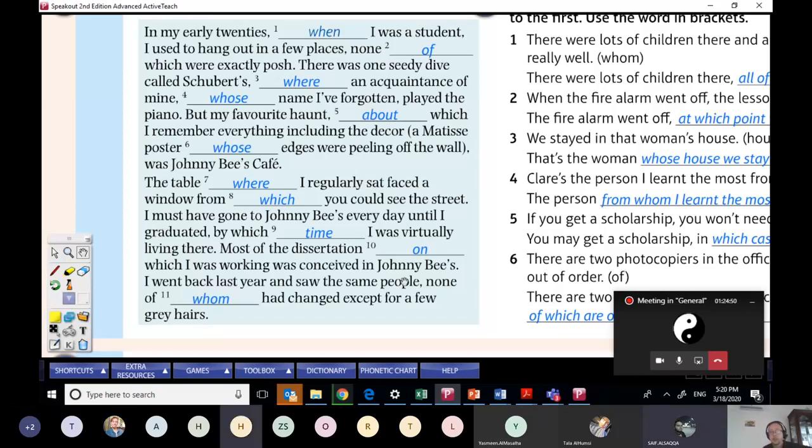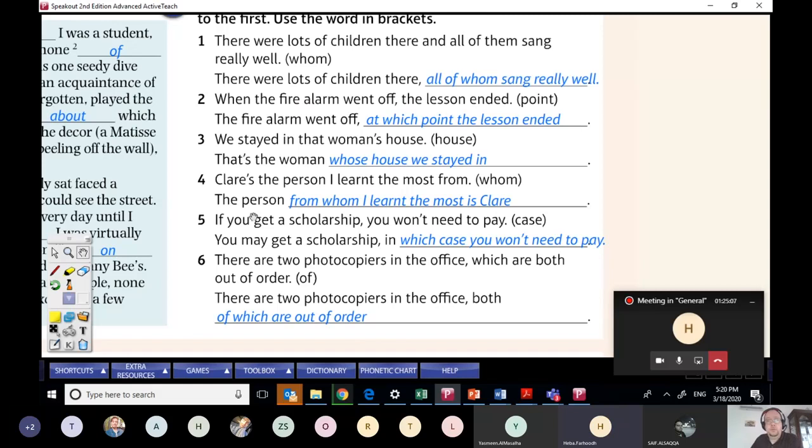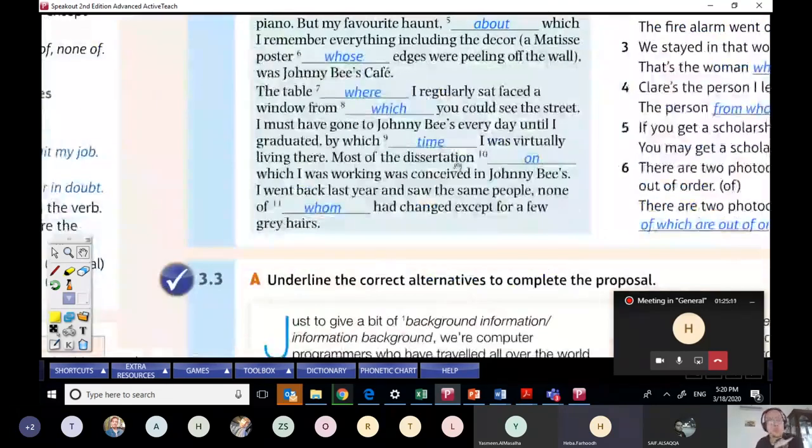And B, number four. Can we put from at the end, the person whom I learned the most from is... Yes. Clear? Yes, you can. Okay. Ma, can I ask you a question? Yes. Can I say at A9, by which point? Yes. By which point? It's okay. It's both correct. By which time, by which point? And it's the same meaning.